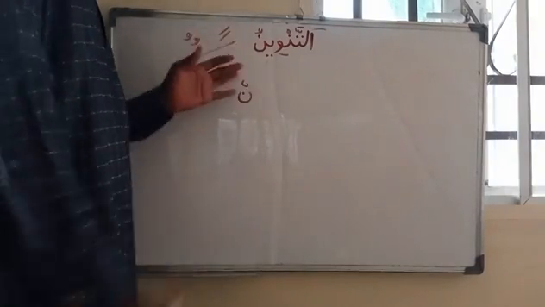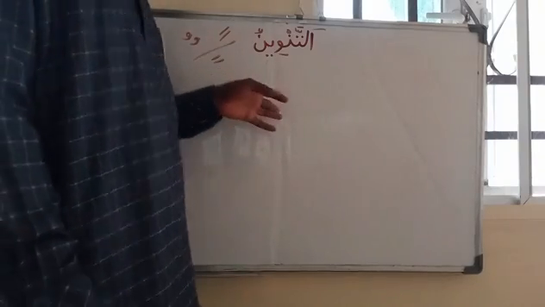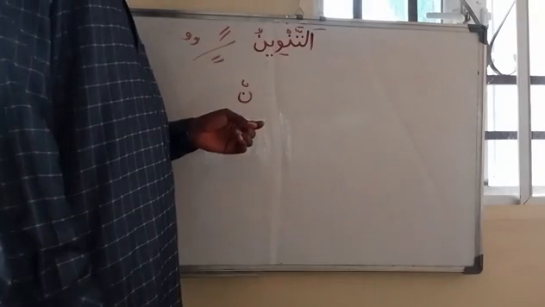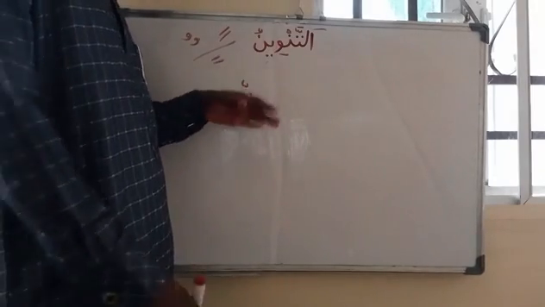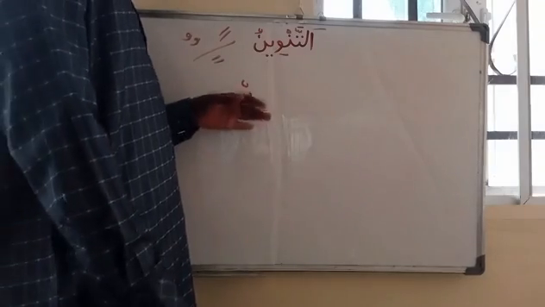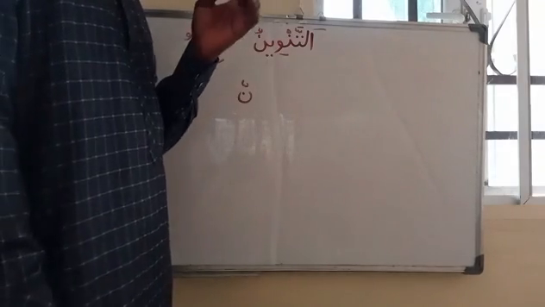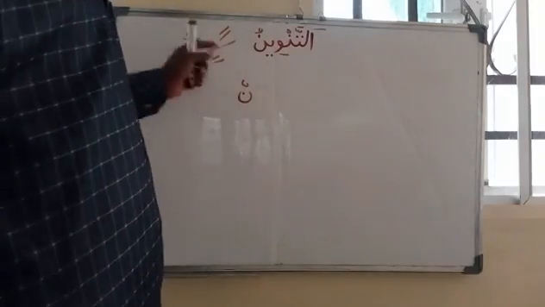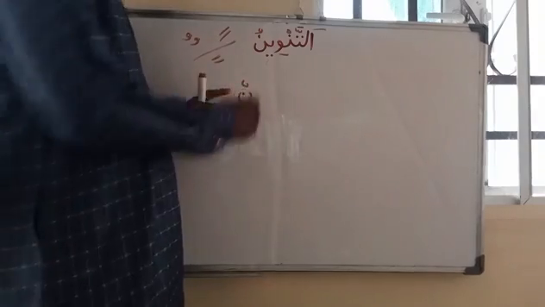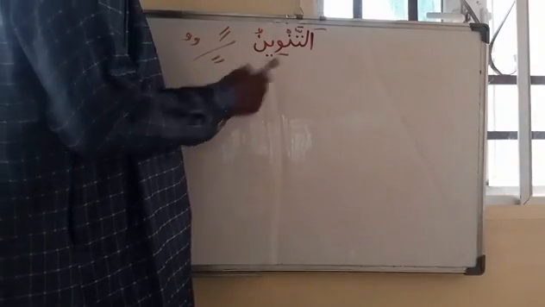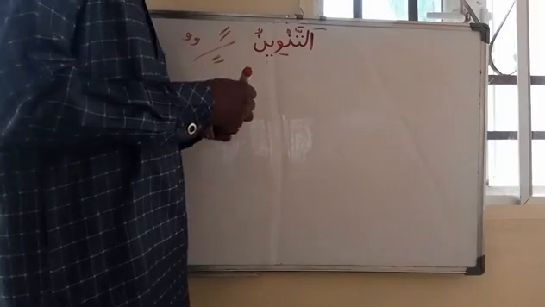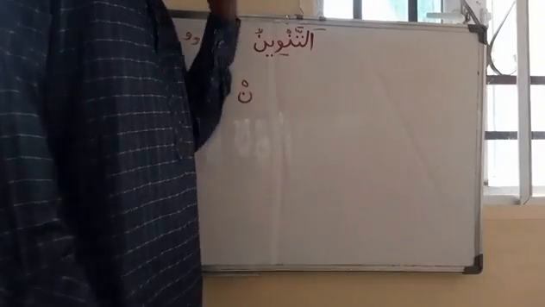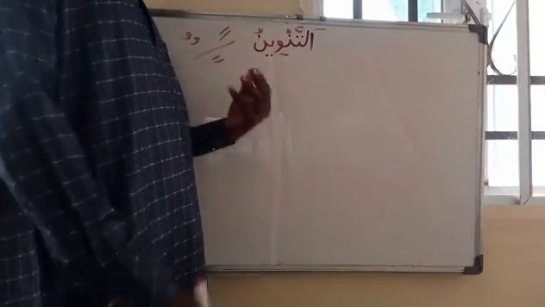So they say a tanween is a nun sakina, تلحق آخر الاسم لفظا لا خطا. What are they saying? That a tanween is a nun with sukun that is found ending a name, in the pronunciation of the name, not in the spelling.